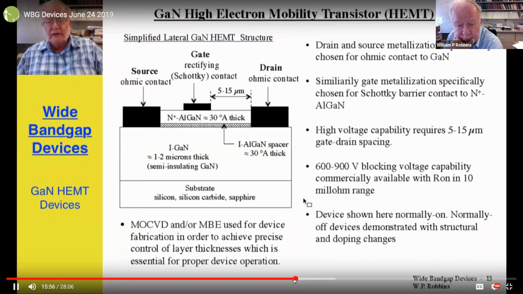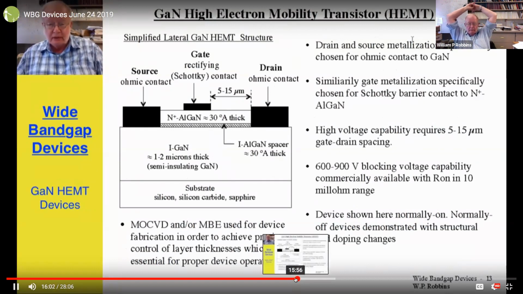One of the new devices that's possible with wide bandgap materials for power electronics is the GaN HEMT transistor, HEMT standing for High Electron Mobility Transistor. This slide shows the basic structure in a simplified manner of a so-called lateral gallium nitride HEMT transistor. The device is made starting with a substrate of either silicon, silicon carbide, or sapphire, and then MOCVD or MBE is used for device fabrication.